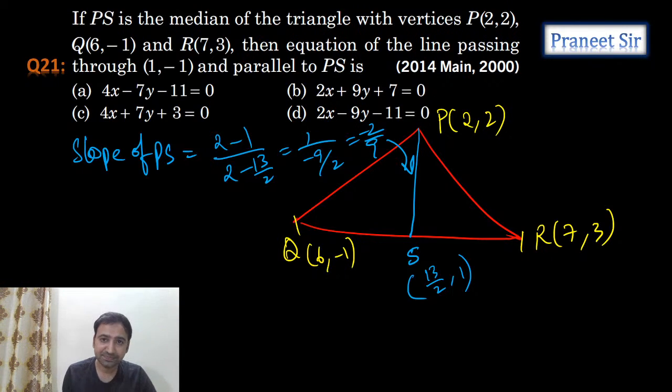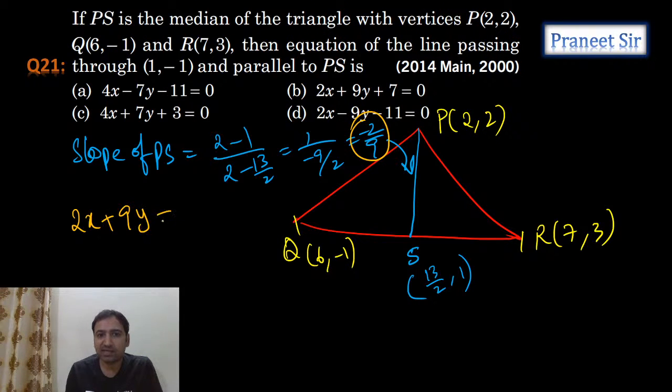So what is the answer, Sachin? Option B you are getting, Harsh. Okay, let's check it, guys. The required line's slope is also minus 2 by 9. So can I take the required line as 2x plus 9y equals some constant k? In the options, only option B contains 2x plus 9y. Only option B has the slope minus 2 by 9. So we can directly say option B is the answer.